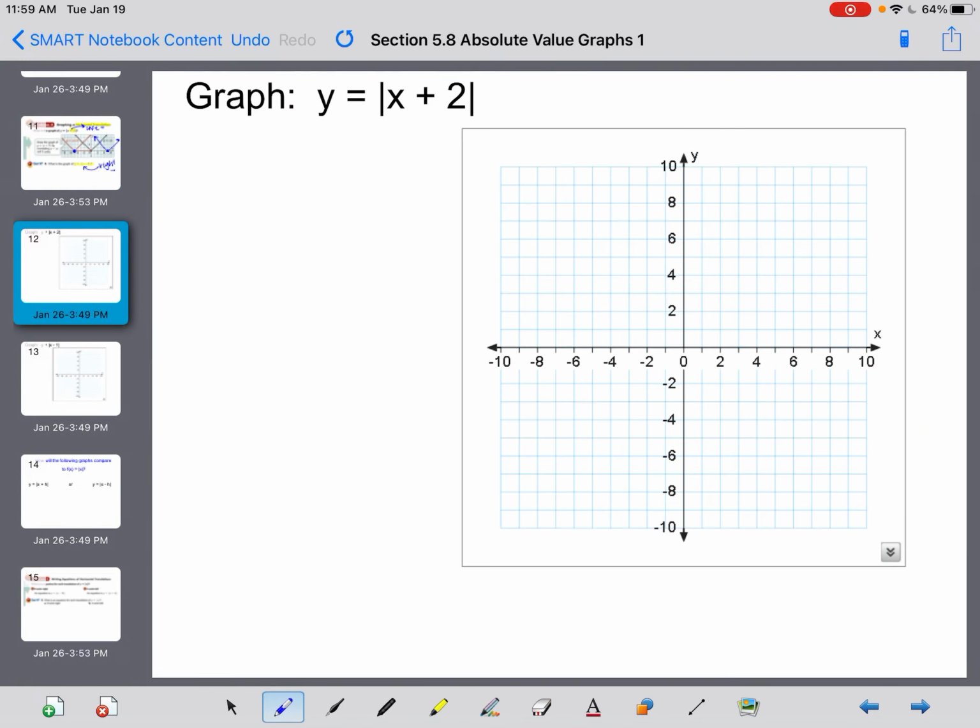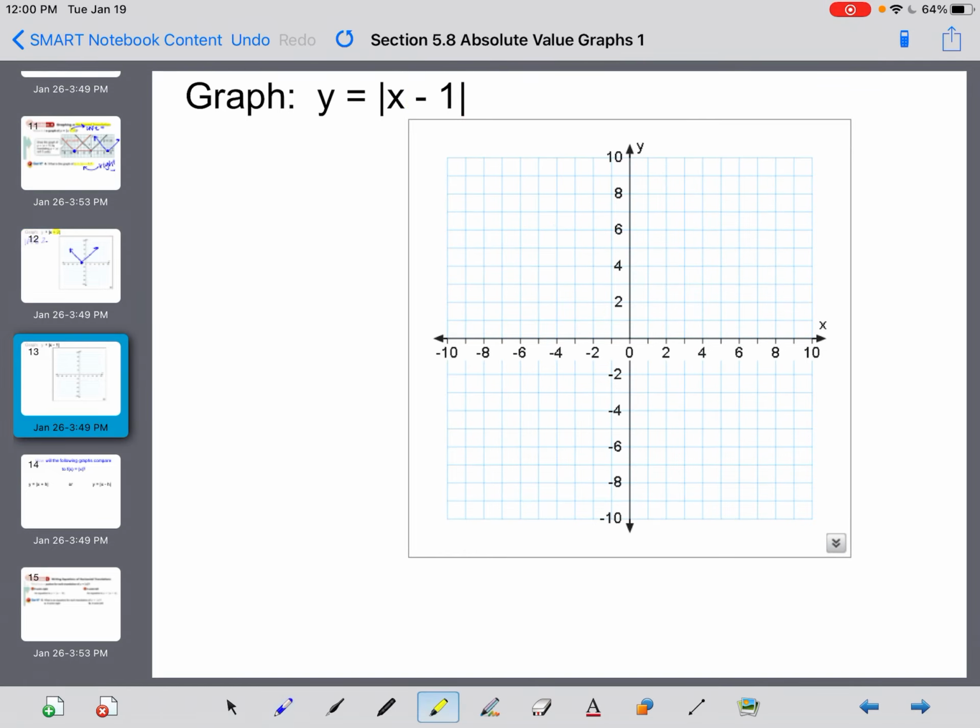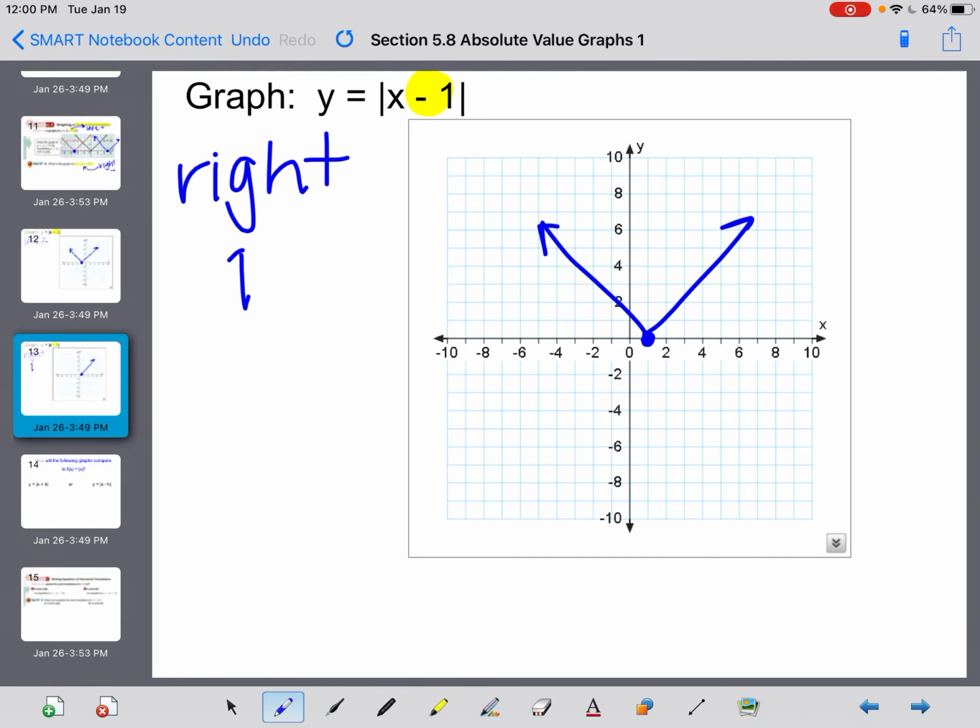Okay, if I have to graph y equals the absolute value of x plus 2, this plus 2 on the inside of the bars means that I have to move left 2 places. So I'm going to go back to -2 and then draw my v from there. Okay. Y equals the absolute value of x minus 1. This is on the inside, so that means I'm going right 1 place, 1 unit. So starting here at 1, making my v.